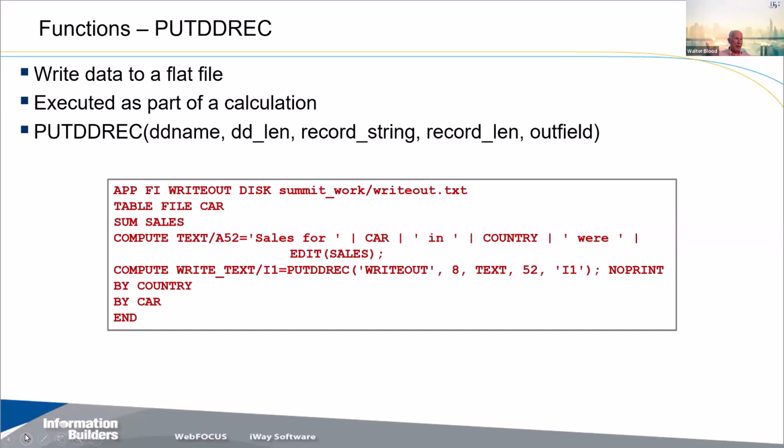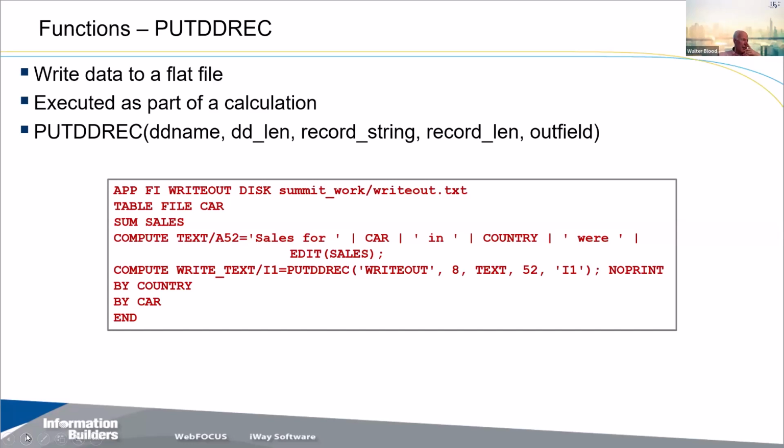In this particular case, I'm going to write into the writeout.txt file, which has a name that's 8 characters long. I'm going to write a field called text, which I have already defined in a compute or define, or it's in the data file, and it's 52 characters long. And I'm going to return a return code of I1, so that'll either come back 0 or non-zero. In this case, I'm going to suppress that.